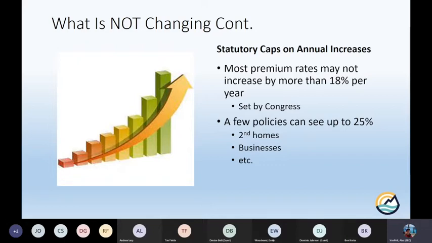There are still some policies out there that can see up to a 25% increase. This is things like second homes, vacation homes, businesses, etc. Those can see larger increases, but again, that 25% is capped by Congress. That's not going to change until Congress changes the law.